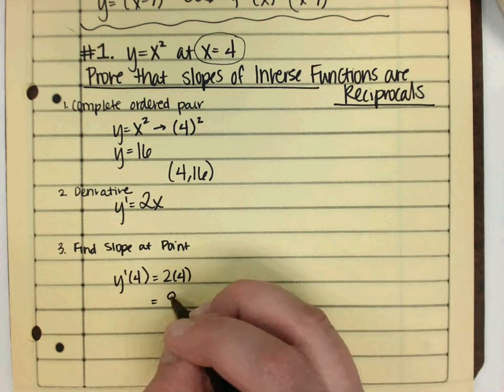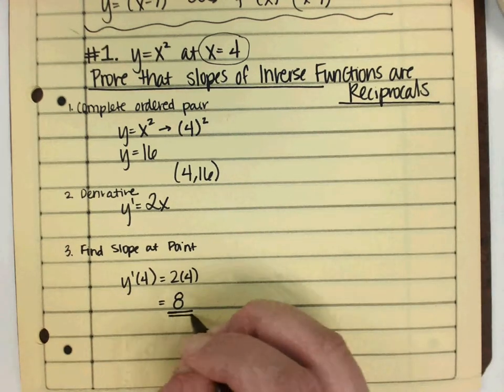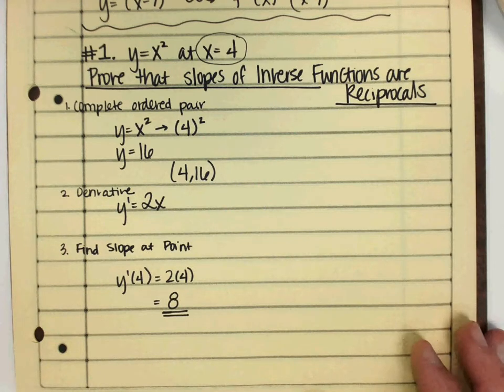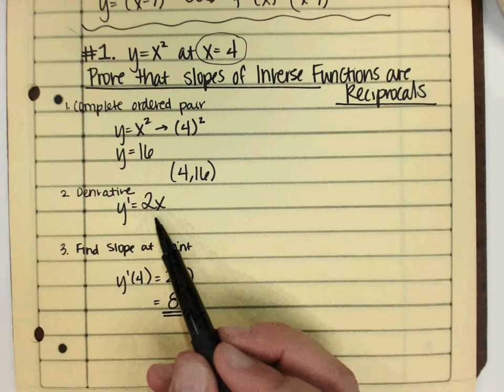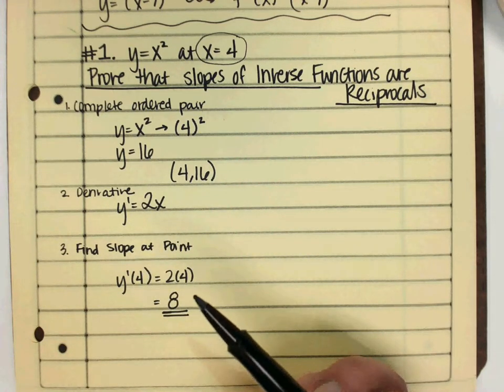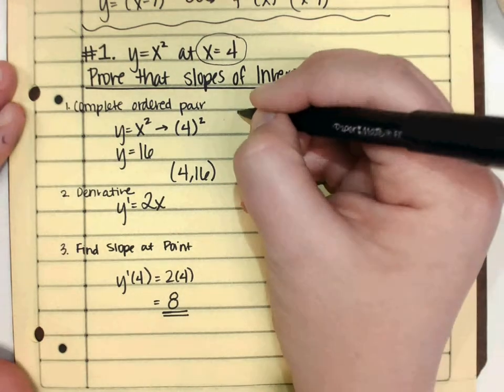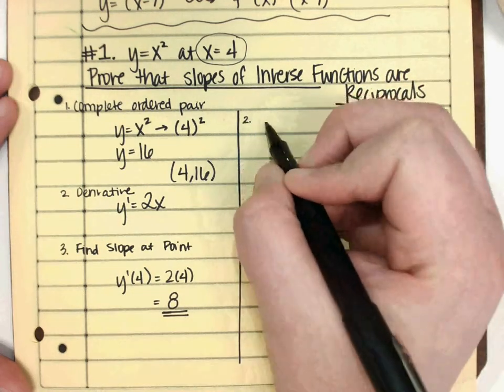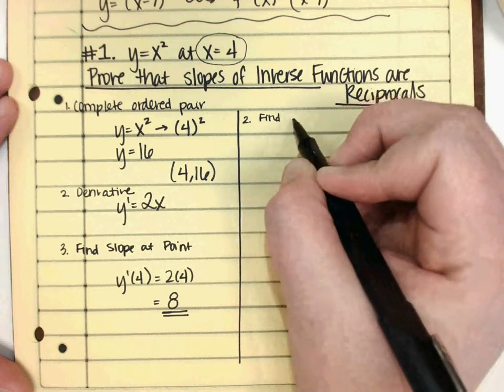8. Now, someone in the other class was like, well, wait, I thought I always needed an x and a y for slope. That's only if it's implicit. If it's a regular derivative, the only letter in this guy is an x, then the only letter that I need is the x value. Okay? So, draw a line. You are done with the first half of the problem. The second half of the problem, you are going to find the inverse, which we just practiced.